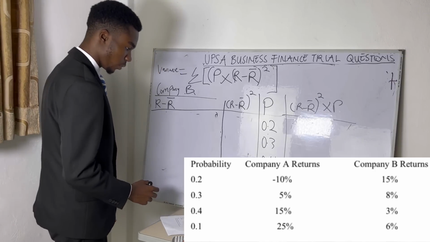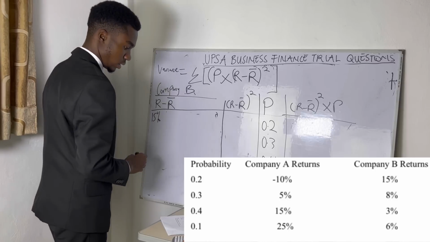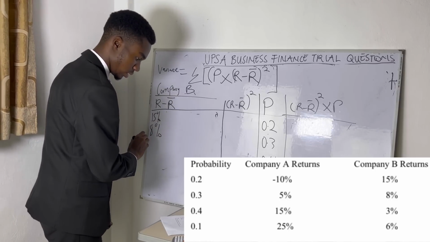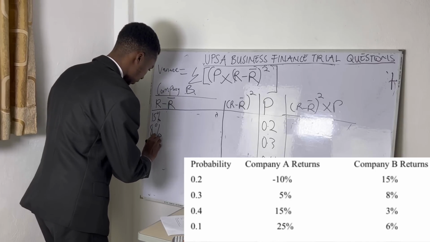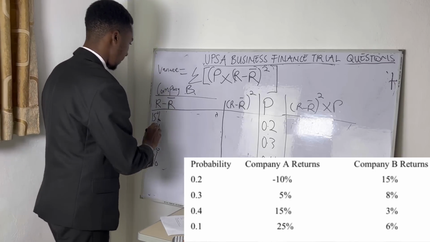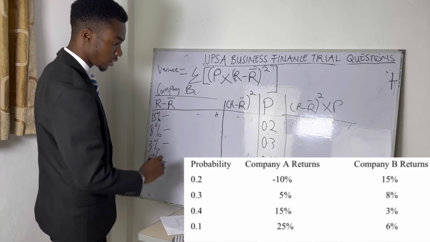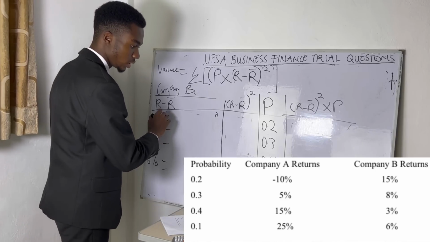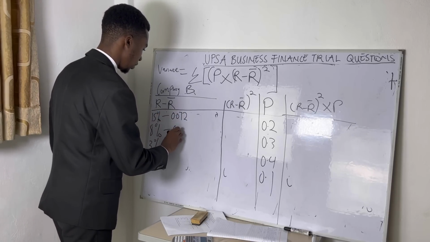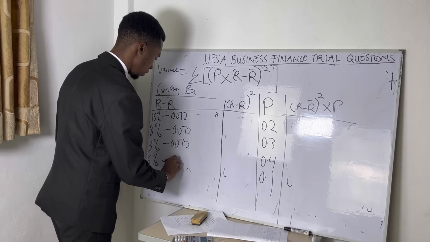For the first one, we have 15%. The next one, we have 8%. The third one, we have 3%. And the fourth one, we have 6%. Then minus, this is the return, so minus the expected returns. When we solve for the expected returns, we got 0.072, so 0.072 for each of them.